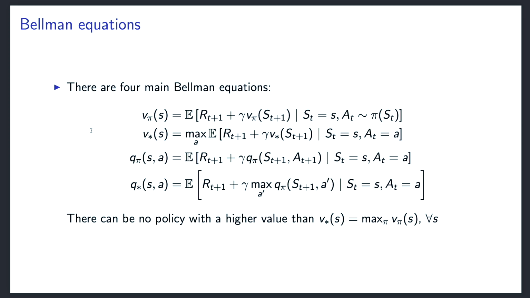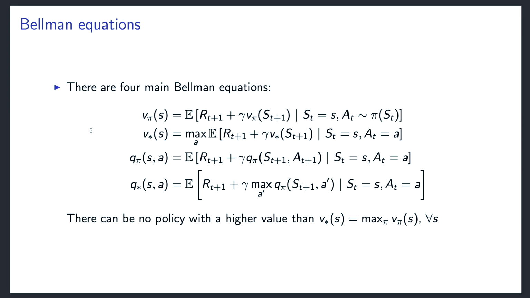And then there are those counterparts for the state action values. Where similarly, there's a typo. The final Q there, behind the max over A, that should be Q star, not Q pi. I'll fix that before I upload the slides.